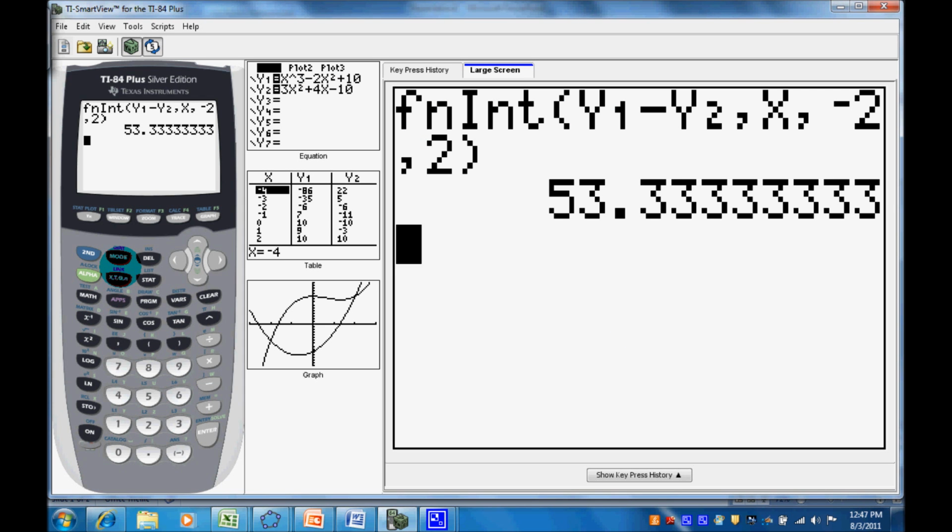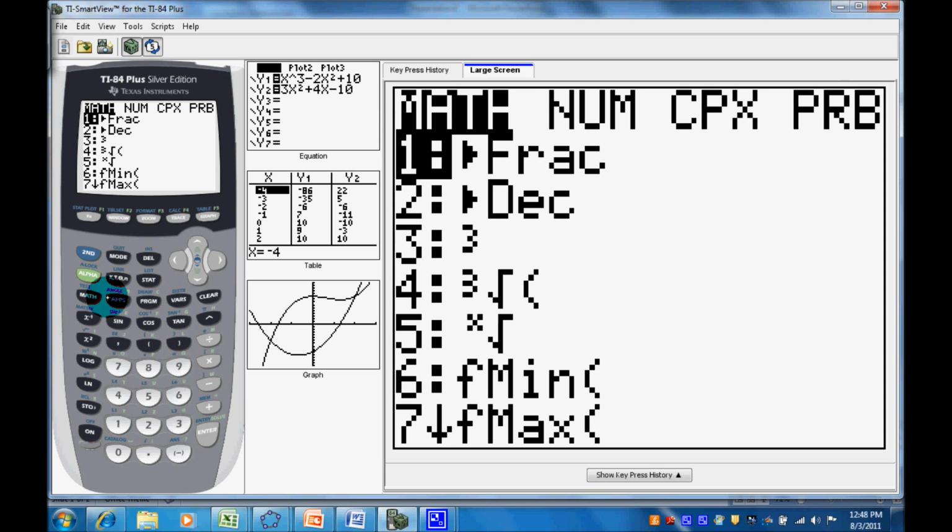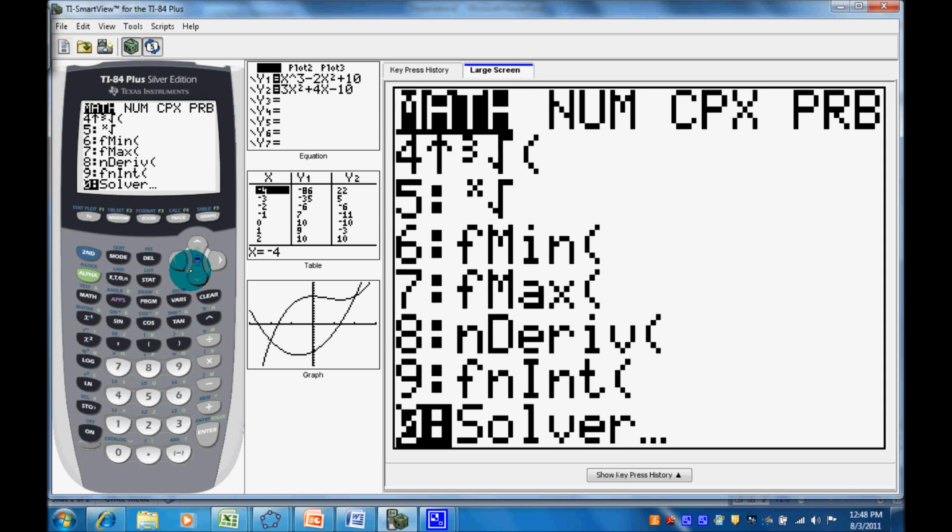Here I'm going to evaluate the integral using my calculator, and you can see I've already done the work, but I want to make sure we know where all these are. To evaluate a numeric integral on your calculator, you want to go to the math menu, and it's option number 9. So if you scroll down to option number 9, that's where the numeric integral is.